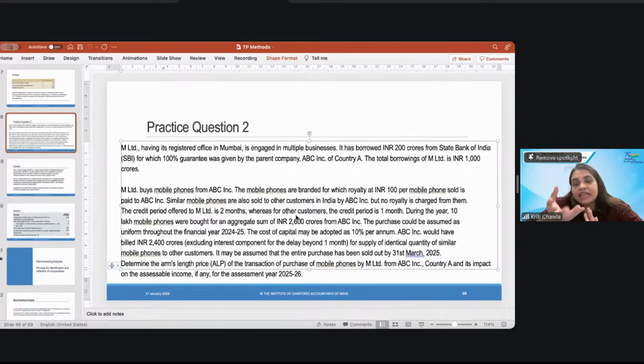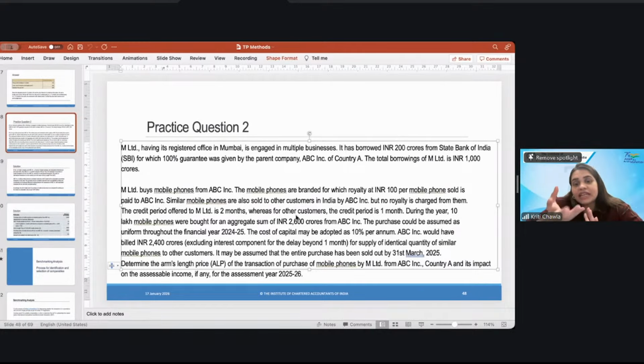Okay, any other question? Okay, if there are no further questions, this is what we actually start with, which is benchmarking analysis.